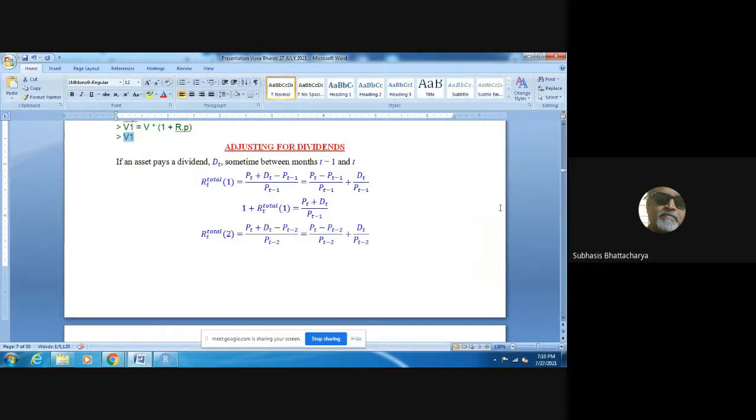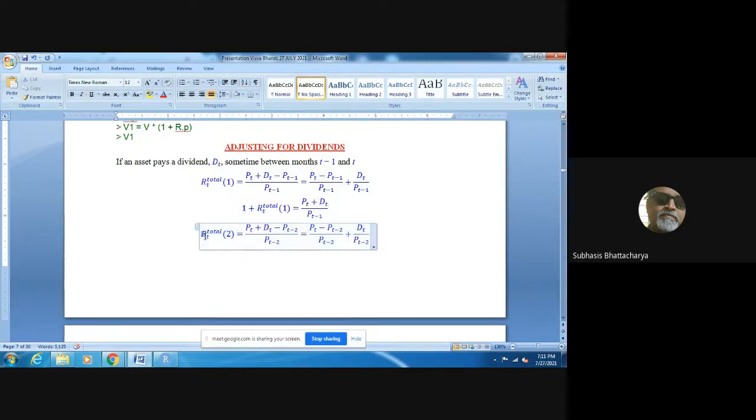So if there are dividends, this is very simple. Between P T and P T minus 1, there are some dividends D T. So we can write this by this expression. That is what my return is: P T plus D T minus P T minus 1, by P T minus 1. By rearranging, we can write it in this form. That is P T by P T minus 1, or you may write this as P T by P T minus 1 plus D T by P T minus 1. This is equal to 1 plus R T.